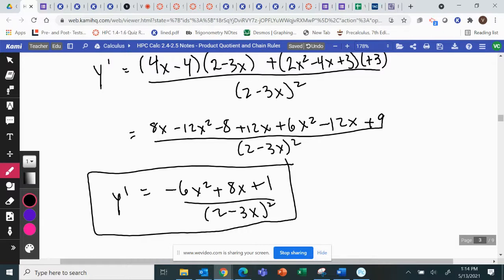So we got product rule, we got quotient rule. With practice, do you feel like you can do this stuff? With practice. We're not about to take the quiz right this second, or the test, I should say.